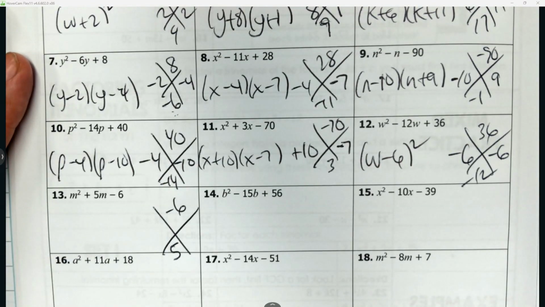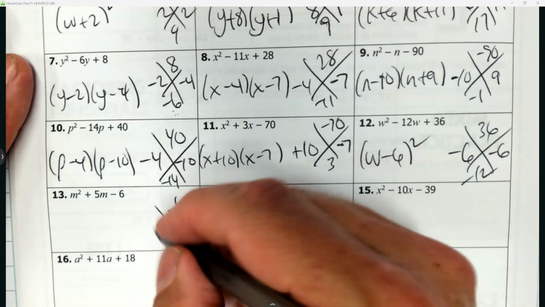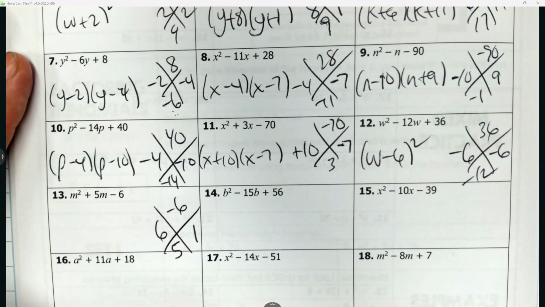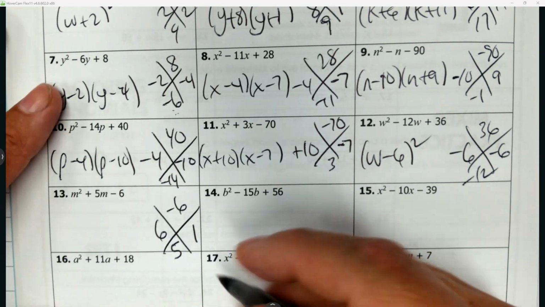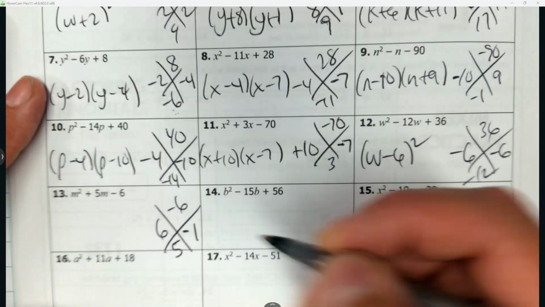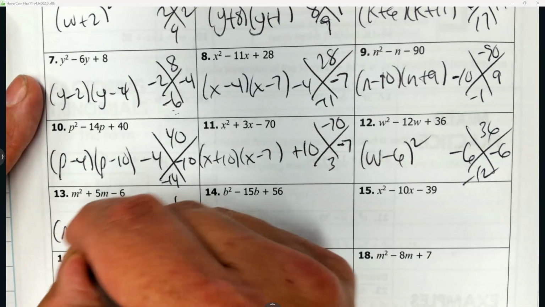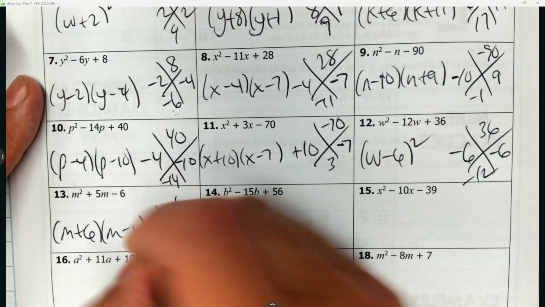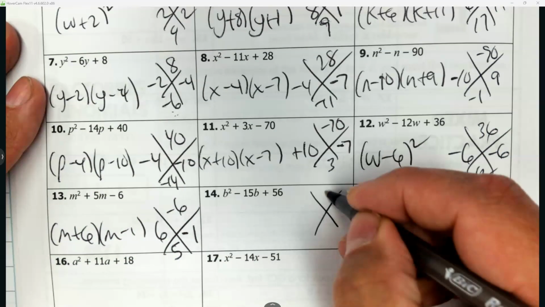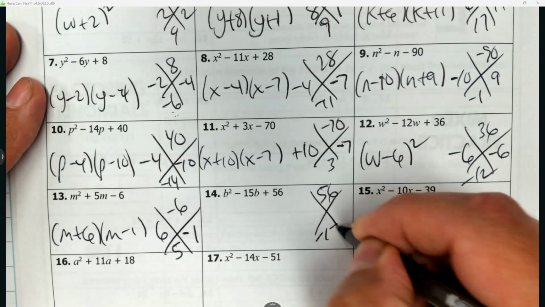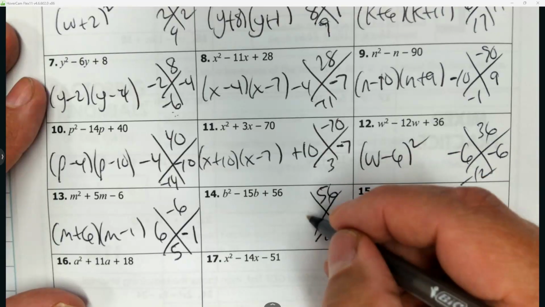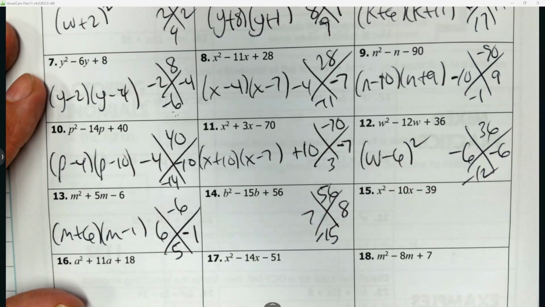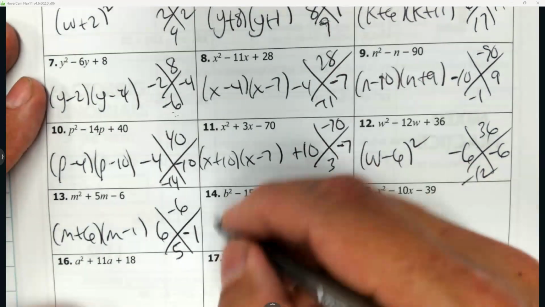The top number is negative, so we're subtracting. So be careful. 2 and 3 feel like it should work, but they don't subtract to equal 5. The bigger number is positive, the smaller number is negative. So two numbers that multiply to 56, again, it's positive, so they add. That's 7 and 8. Both numbers are negative.